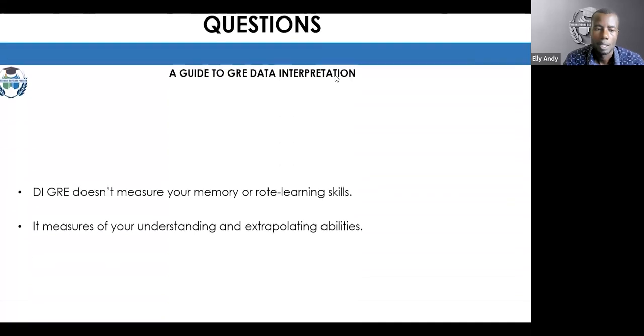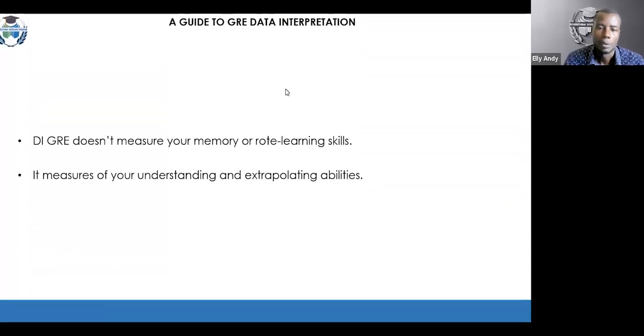So the first thing we need to know is that in the GRE, data interpretation does not really test your memory or rote learning. Basically, it's not how much you remember from your studies that data interpretation questions will test you on. Unlike maybe other topics in the GRE like algebra or arithmetic, where you'll be required to know some specific things.